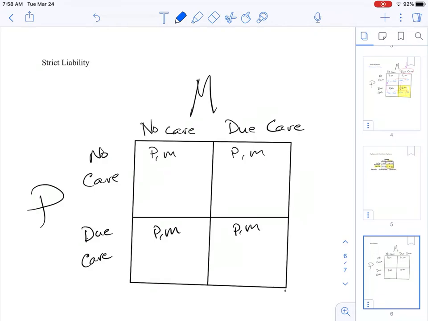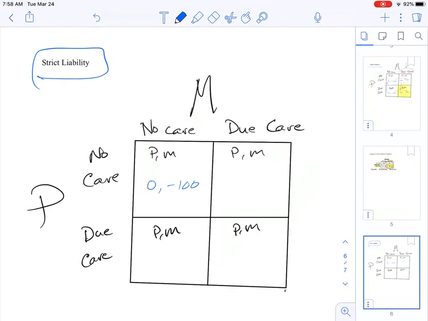So let's think about what that would look like. Let me switch, we'll leave it in blue. If neither party exercises due care, will there be an accident? Yes. Who will ultimately have to pay for it? Well, that's the motorist, right? Because under strict liability, if there's an accident, the motorist is always liable.